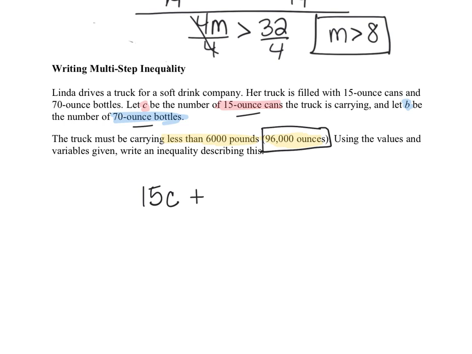Plus, the truck also has 70-ounce bottles times the number of bottles, which we don't know, would be written as 70B. And then the truck itself must be carrying less than, and the less than symbol is this one, less than 96,000 because we're going to use the ounces. So less than 96,000 ounces. That is what our inequality would look like. And all you have to do is write the inequality. You don't have to do any solving.